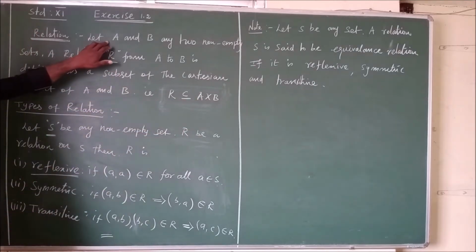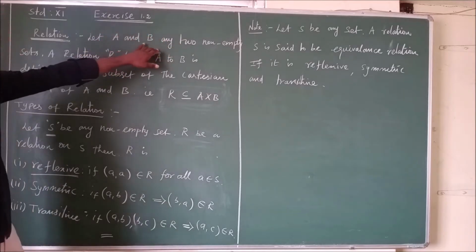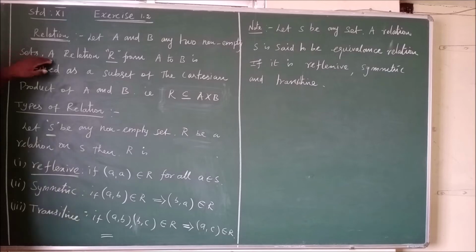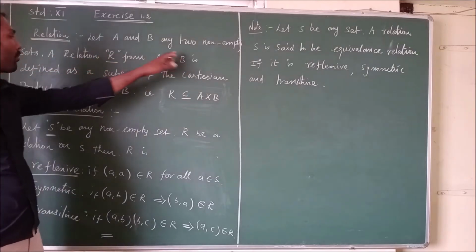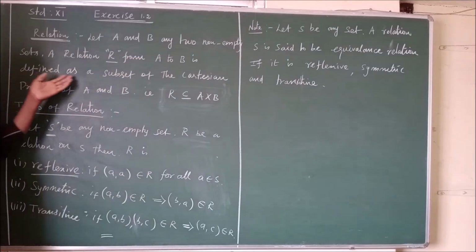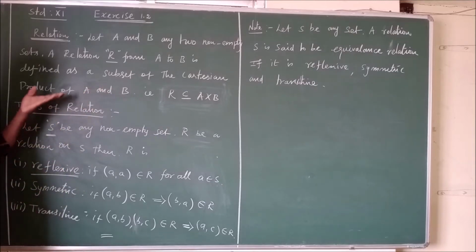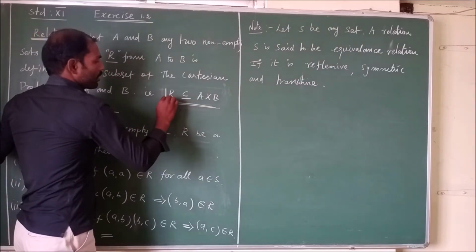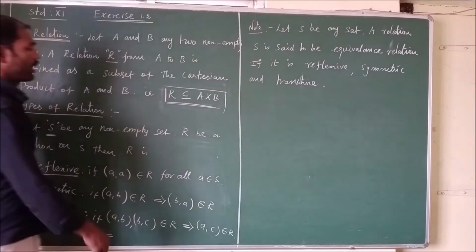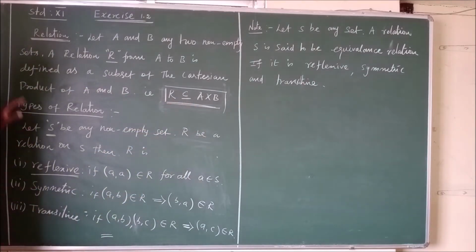Write down the definition: let A and B be any two non-empty sets. A relation R from A to B is defined as a subset of the Cartesian product of A and B. That is called a relation. The basic notation is that a subset of A cross B is a relation.